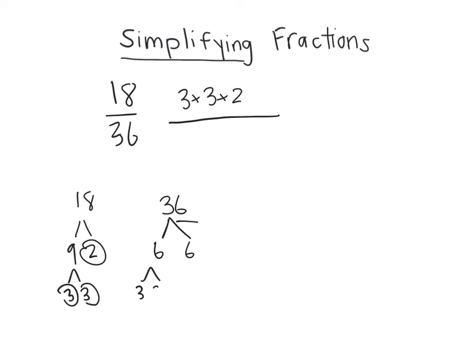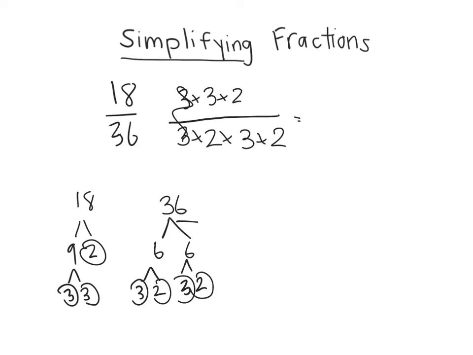Again, it doesn't matter what you put. You could have put 12 and 3. You could have put 9 and 4. So we have 3 times 2 times 3 times 2. Cross out your matches.